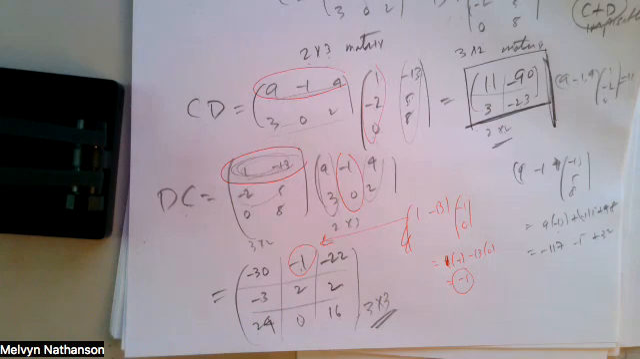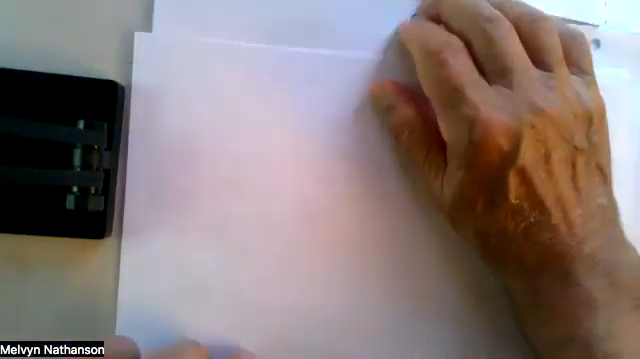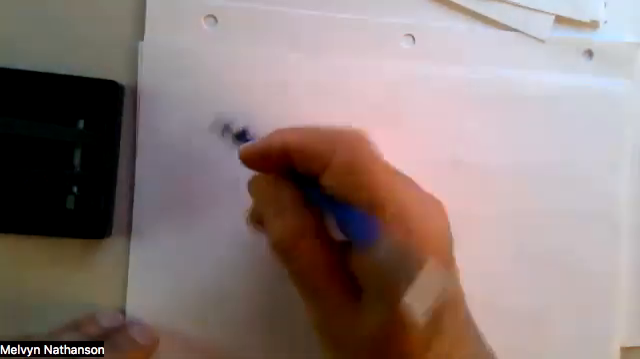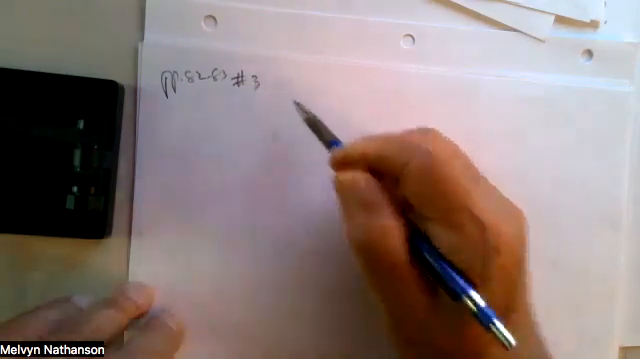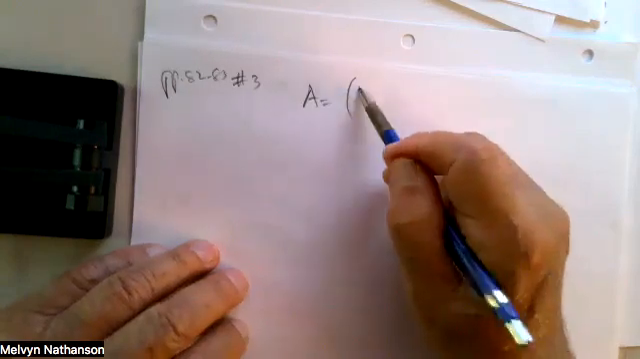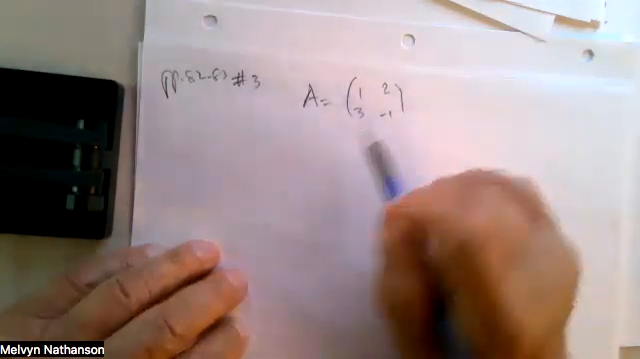Can we do number 3? On that same set? Yeah, the next problem. So that's on pages 82, 83. Number 3, we have a 2 by 2 matrix, 1, 2, 3, minus 1.